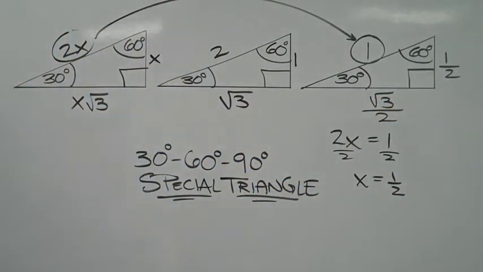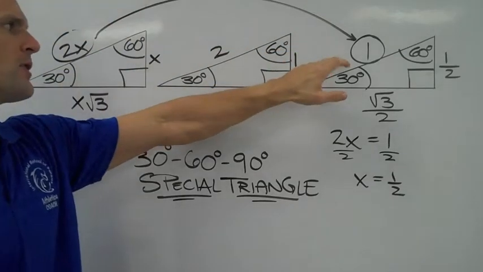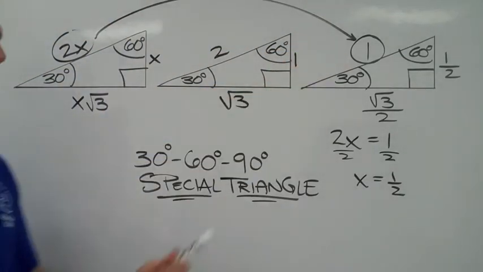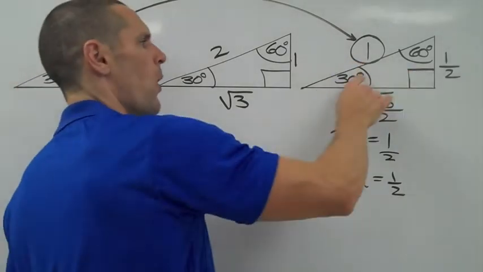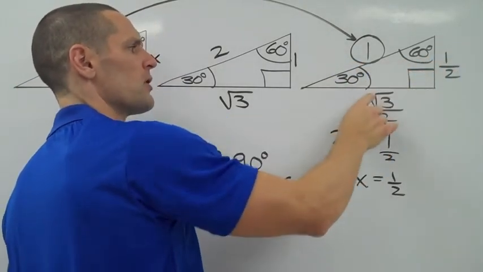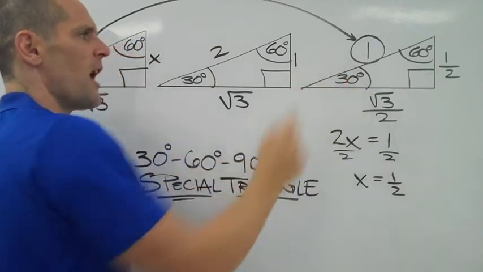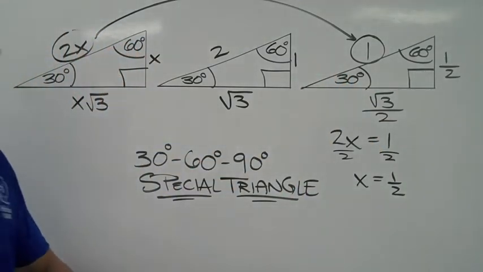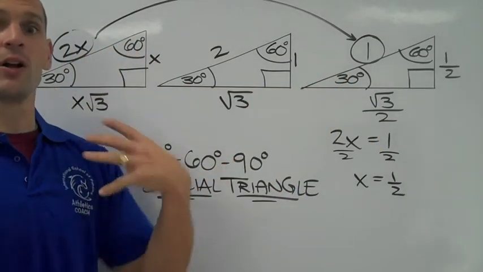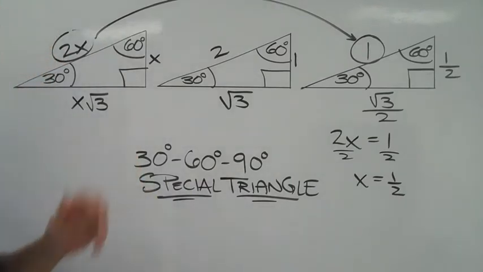You have to memorize these two triangles. The general case: across from 30, x; across from 60, x square root of 3; across from 90, 2x. When the hypotenuse is 1, sometimes it's forced to be 1, as in a unit circle, we go 1/2 across from 30, square root of 3 over 2 across from 60, and 1 for the hypotenuse.